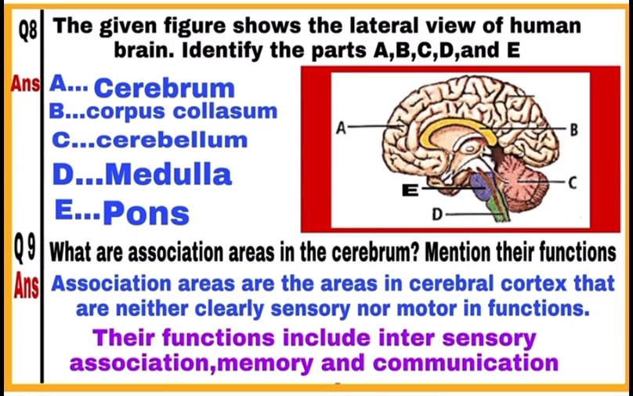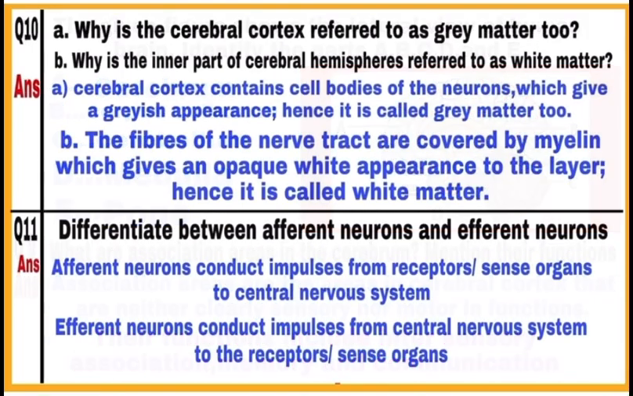Question number 9. What are association areas in the cerebrum? Mention their functions. Association areas are the areas in cerebral cortex that are neither clearly sensory nor motor in function. These regions are responsible for complex functions like intersensory associations, memory and communication.